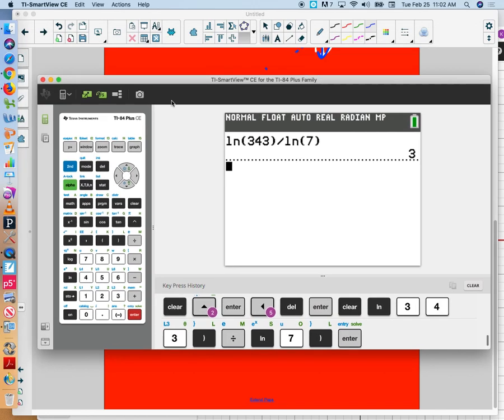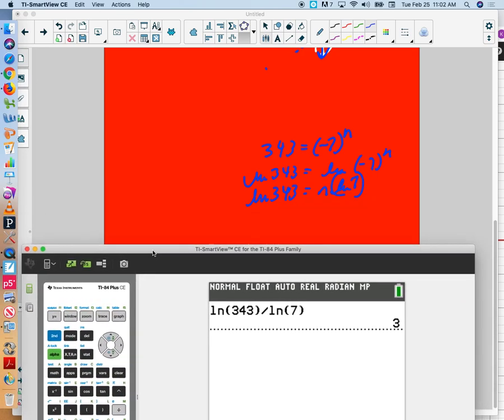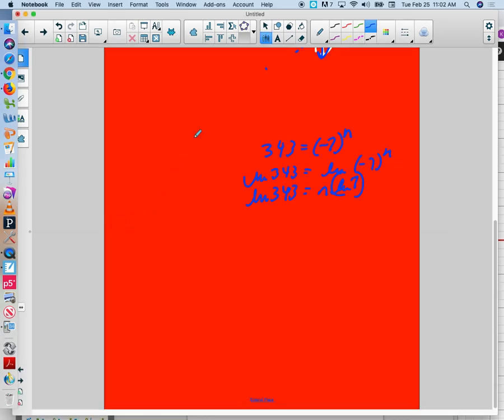Yeah, so it's 3. All right, so I know that n is 3, and that wouldn't even make any sense in this case. So let me fix it. This would be a negative. So what I'm saying is if you start at negative 7, and you're multiplying by negative 7, you get 49 times negative 7 is negative 343 times negative 7 is whatever.